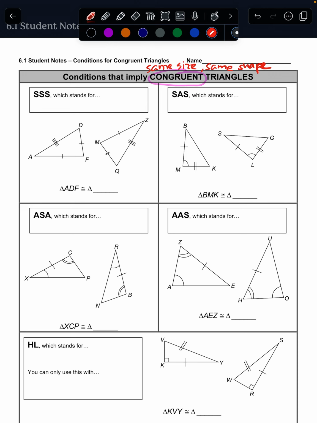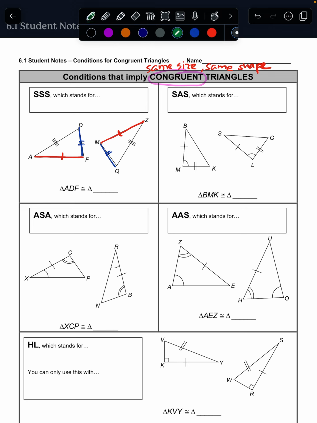So what we have to look at is your hash marks. So this is a 1 hash mark, and this one is a 1 hash mark. So this side right here is congruent to this side right here. So AF is congruent to MZ. And I'll look at this right here. This is a double hash mark. So segment DF and segment MQ are congruent.